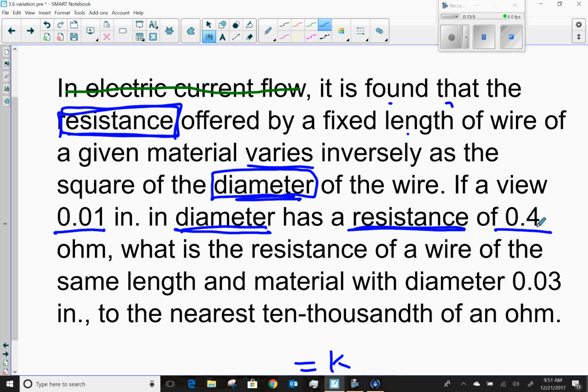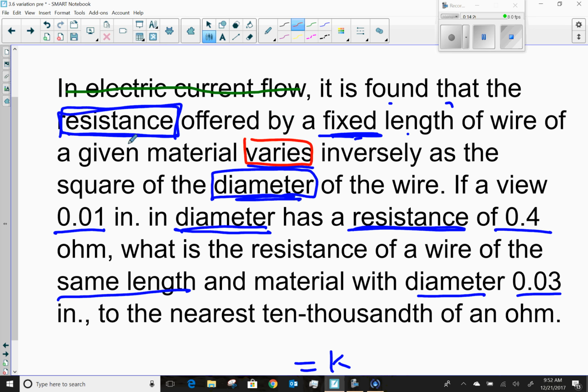And then we want to know what the resistance is if we have a wire of the same length, because it has to be a fixed length. That fixed length has to be the same in both scenarios. That's why it says the same length down here, because if we have a different length, the resistance might be different. And then a diameter of 0.03, we want to find what the resistance is.